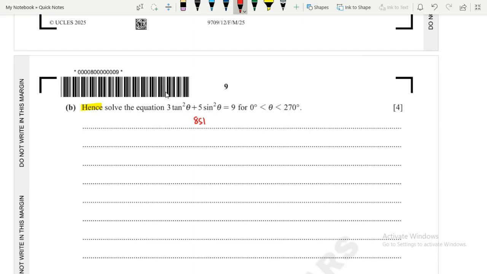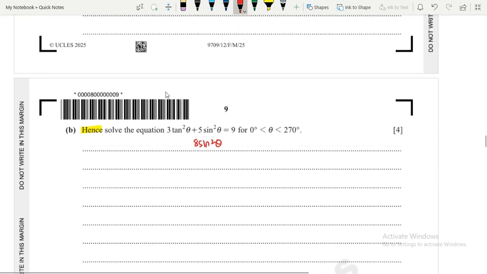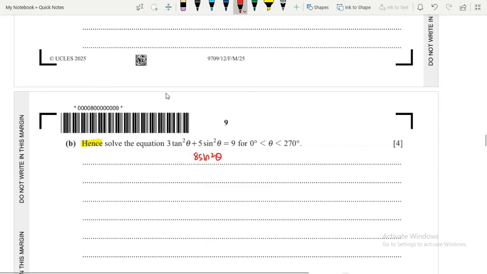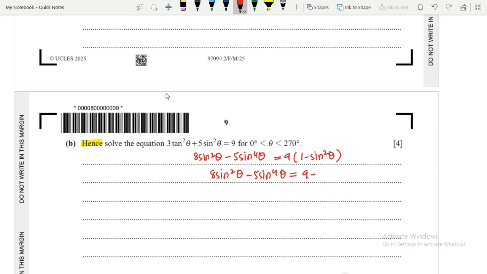Our answer was 8 sine square theta minus 5 sine quad theta is equal to 9, and because we have the denominator of 1 minus sine square theta, we can just multiply it here. It comes out to be 8 sine square of theta minus 5 sine quad of theta is equal to 9 minus 9 sine square of theta. You can just simplify this now.